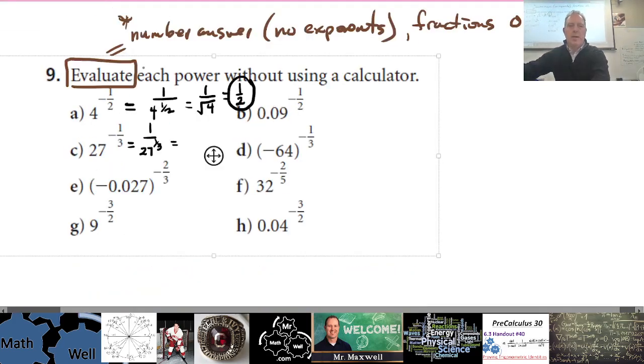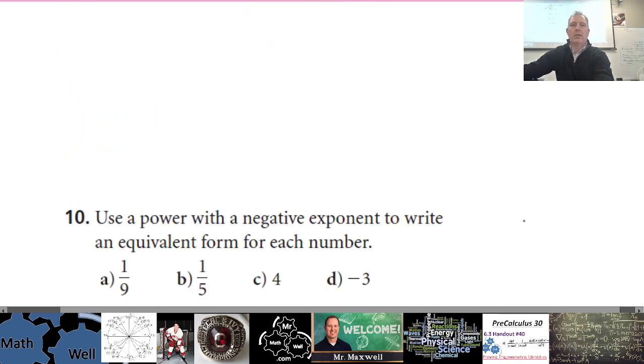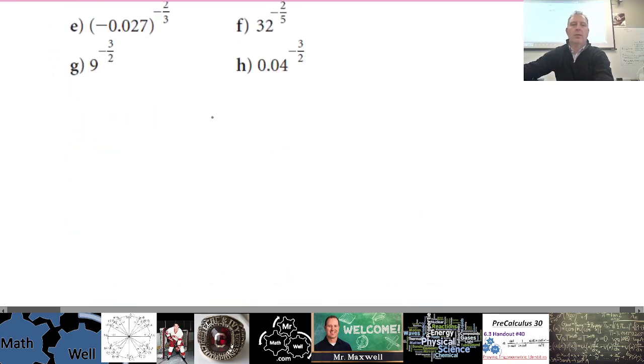All right, so here we are. E, negative 0.027. Now, might be a good idea for us to write this as a fraction. Okay, it's a decimal. Let's write that thing as a fraction. So it's going to be negative, that's going to be 27 over what? This is the tenths, hundredths, and thousandths place. So that's actually over 1,000.